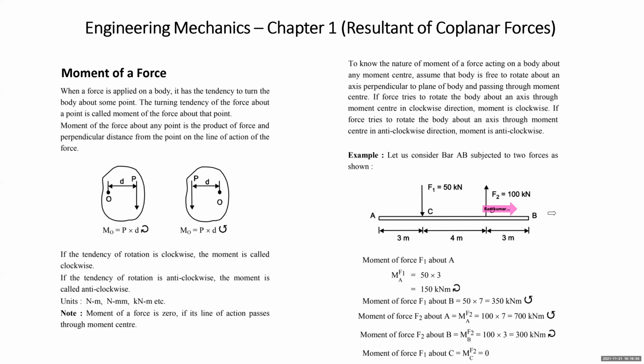Identically, if you are looking for the moment of F2 about B, what is that going to be? About an axis through B, F2 will try to rotate the bar in clockwise direction. So the moment is clockwise. What is that? 100 into 3, 300 kilonewton meter clockwise.